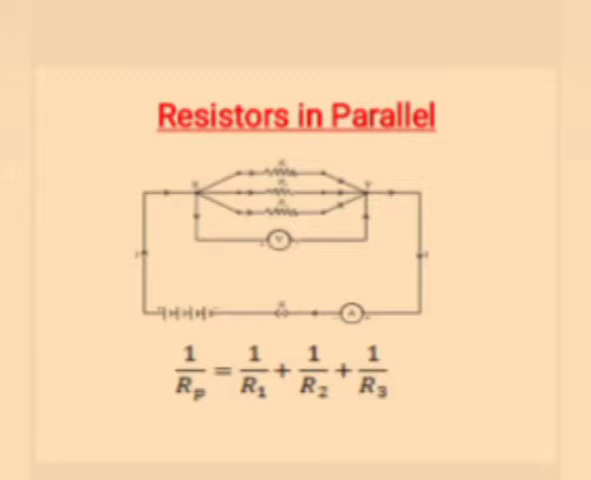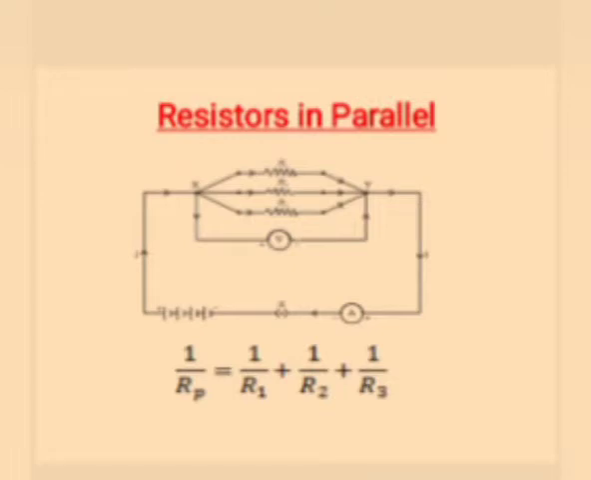When the resistors are connected in parallel, the equivalent resistance or total resistance can be calculated using the formula 1 by Rp, where Rp is the resistance when the resistors are connected in parallel, is equal to 1 by R1, resistance of the first resistor, plus 1 by R2, resistance of the second resistor, plus 1 by R3, resistance of the third resistor.